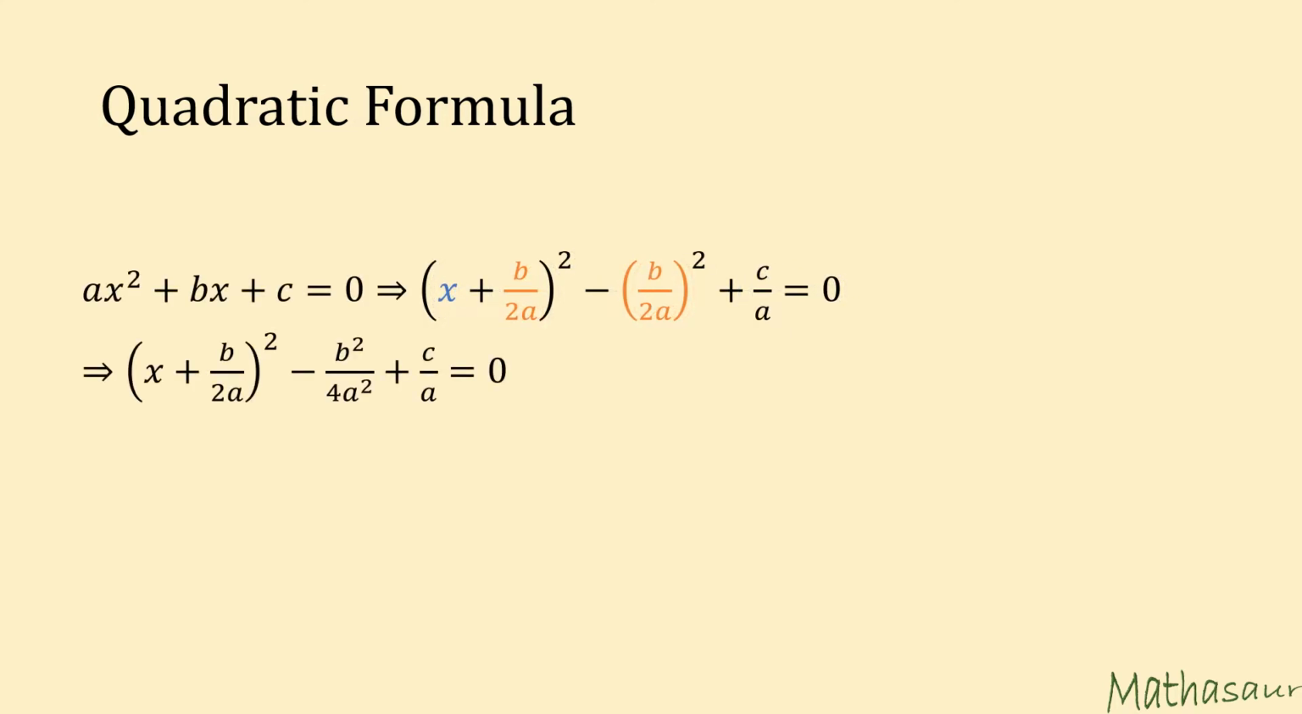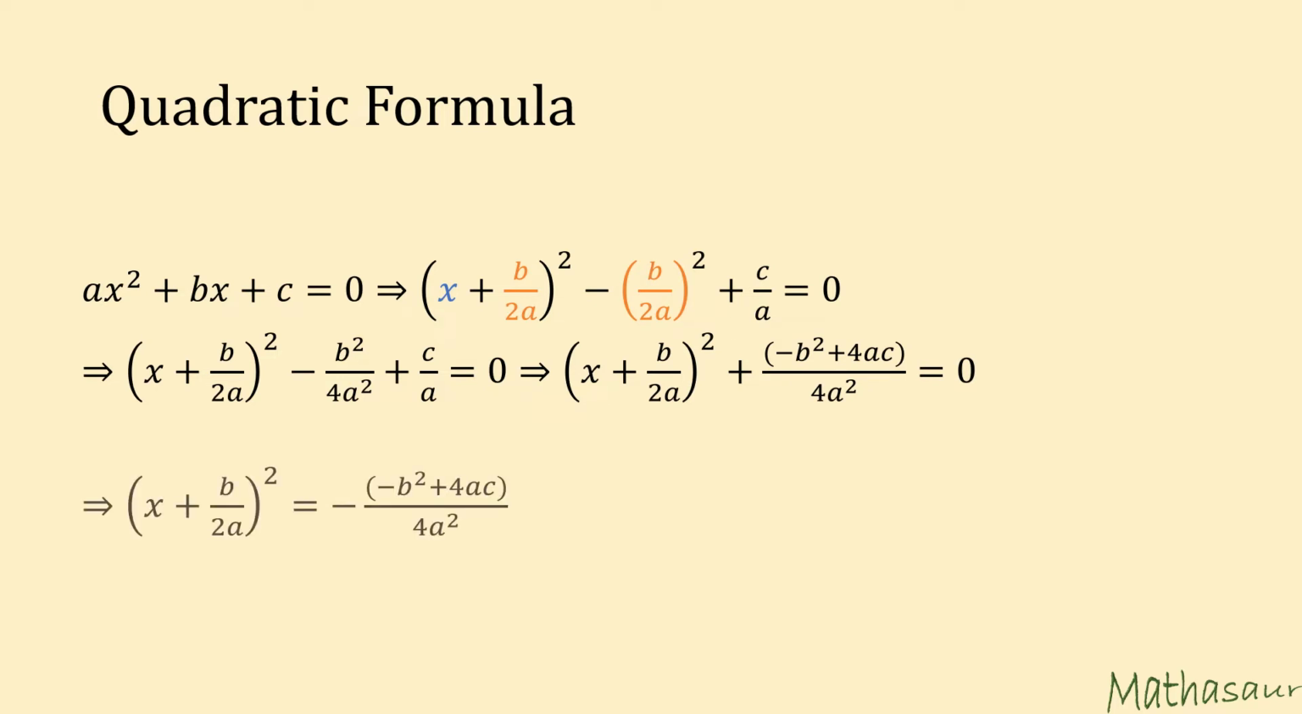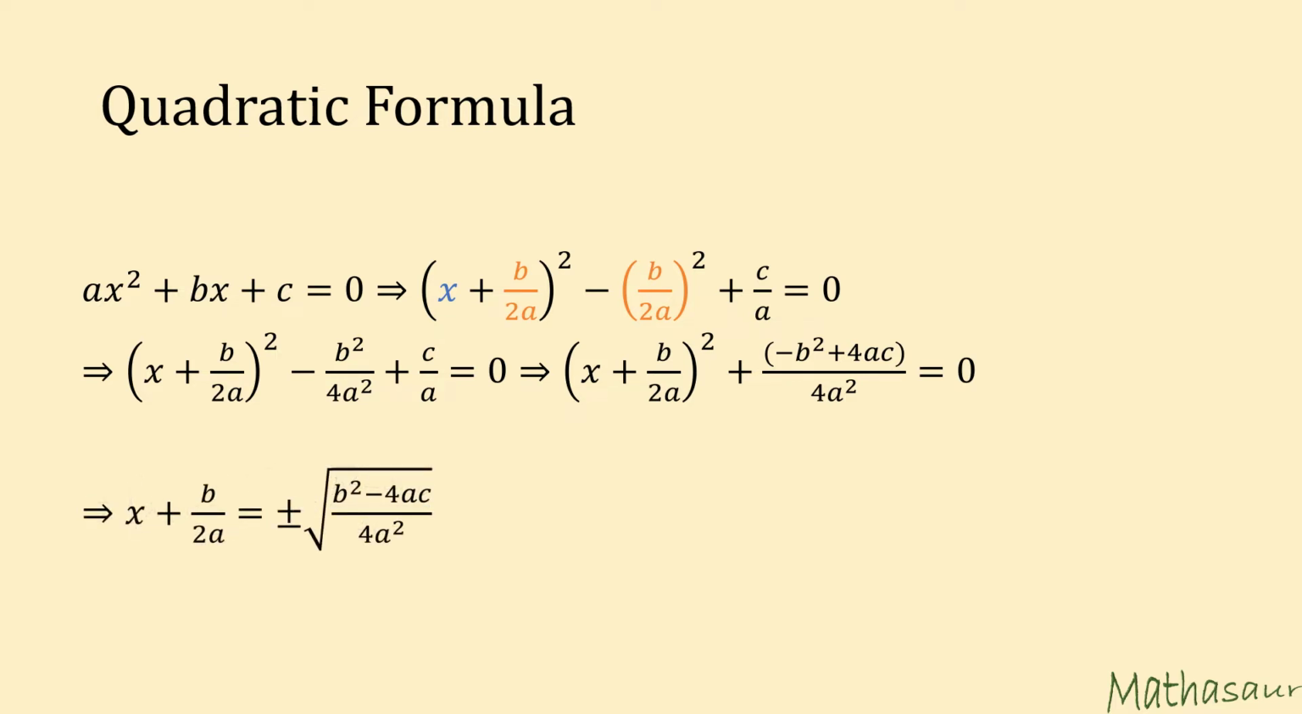Let us simplify the rest of the terms and take them to the right hand side. Taking square root on both the sides, let us solve for x. So we get x is equal to minus b plus minus square root of b² minus 4ac, divided by 2a.